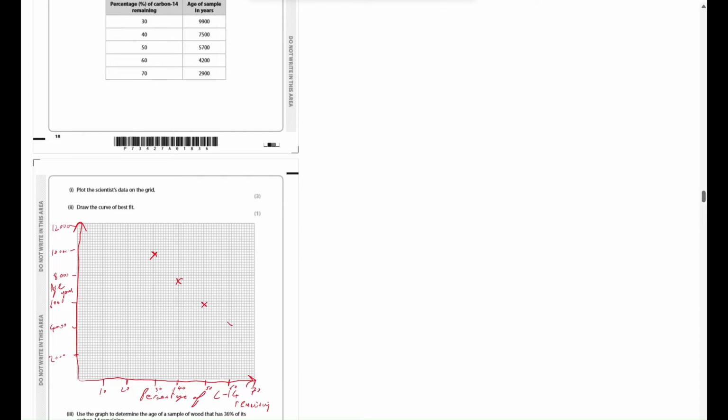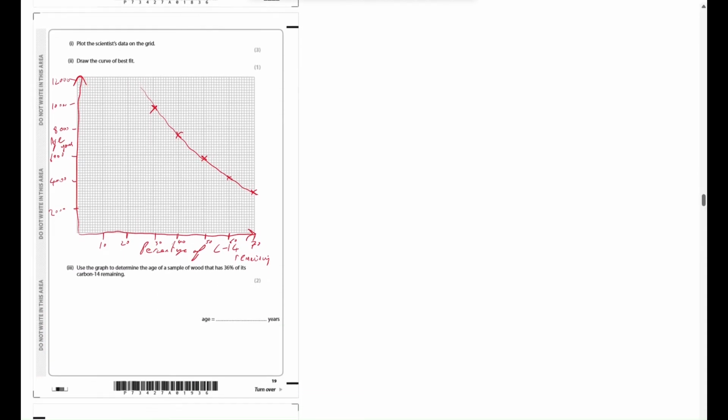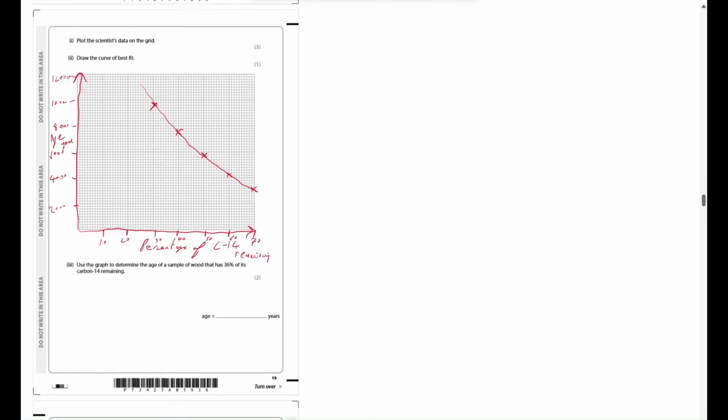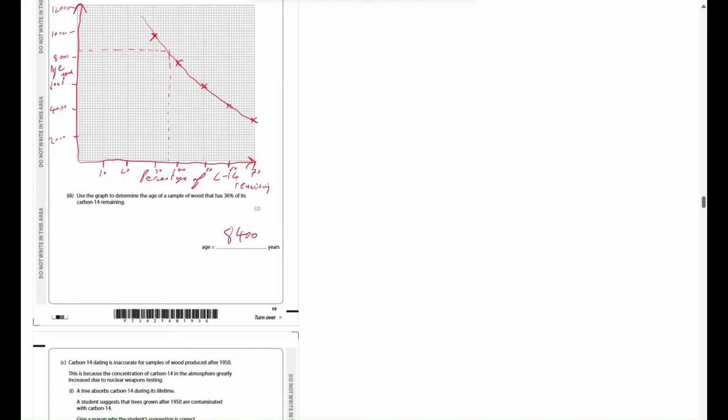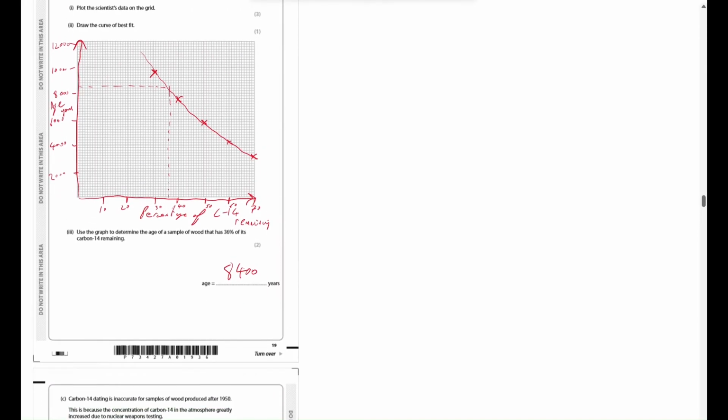So yeah, take your time with this, get the points plotted accurately. It's a curve of best fit, okay, so get practicing your curves of best fit if you're not very good at those. We then have to read a value off the graph, so come up from the time they say, go across, and read off the value. Yours might be slightly different from mine, so put where you go to your curve, not the actual points. I get 8,400, something like this.